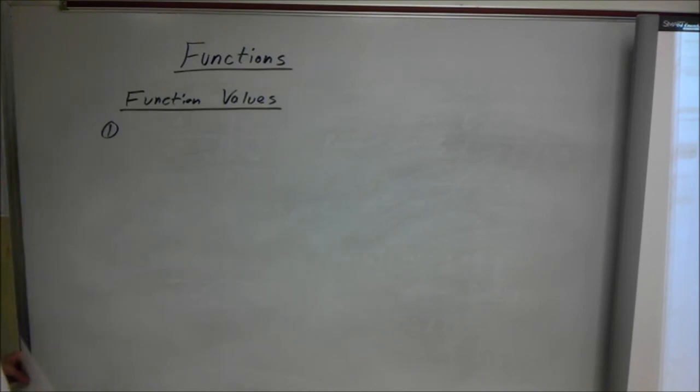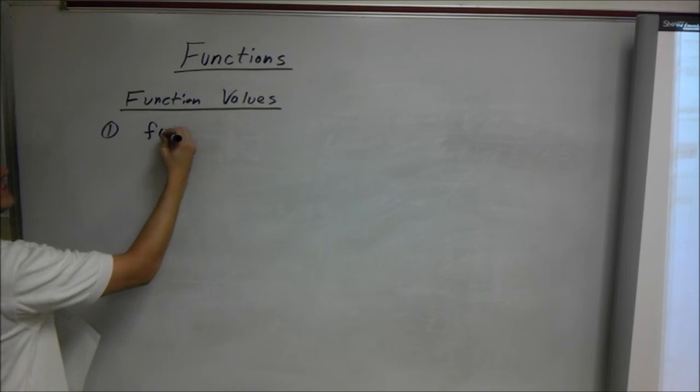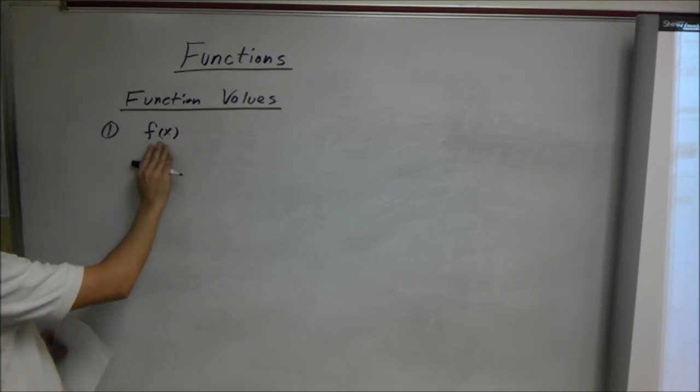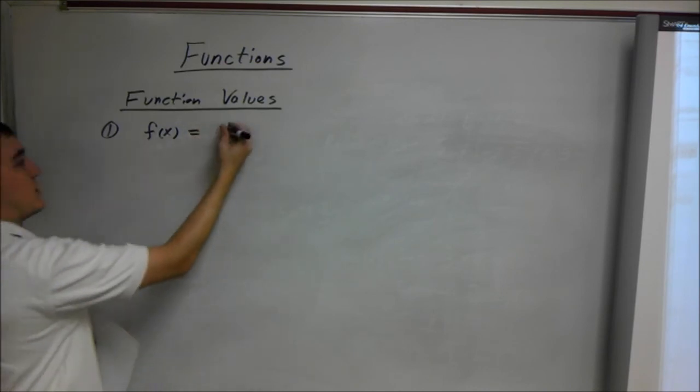Next, we're going to talk about function values. Say it gives us some function, f of x. And this is actually the same as y. It doesn't mean f times x. It's pretty much the same as y. So like y equals 3x minus 2.